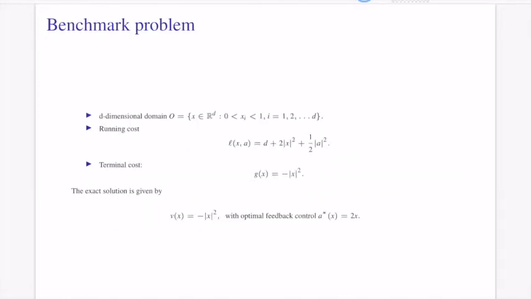Before we start, we need a benchmark problem. By benchmark problem, we mean an example with a specific domain and specific running cost and terminal cost, for which we are able to give analytic solutions. The purpose of the benchmark problem is to compare with our numerical solution and evaluate whether its approximating performance is good or not.